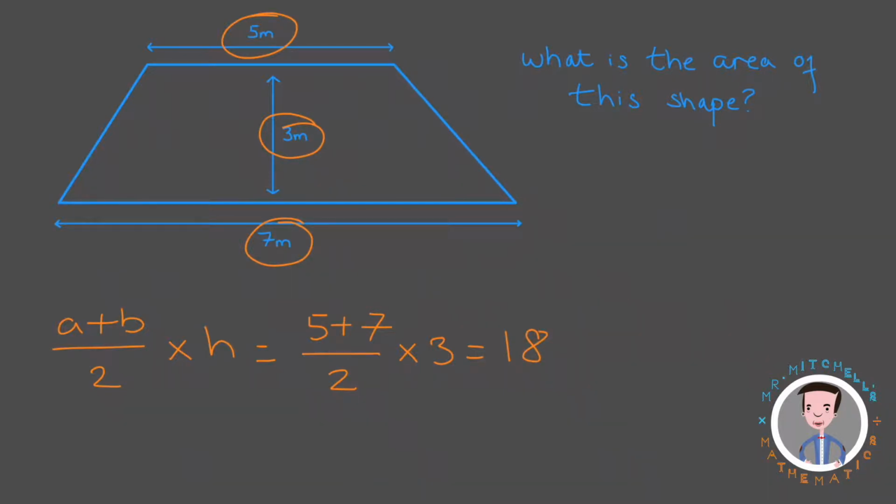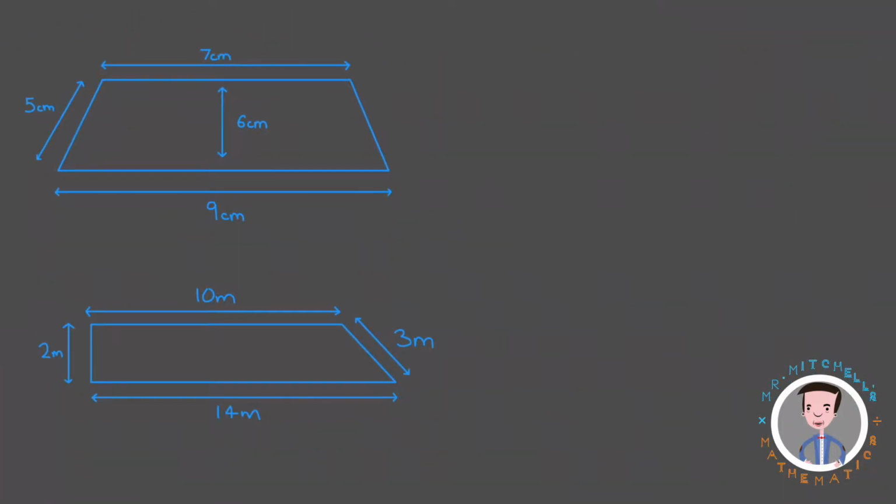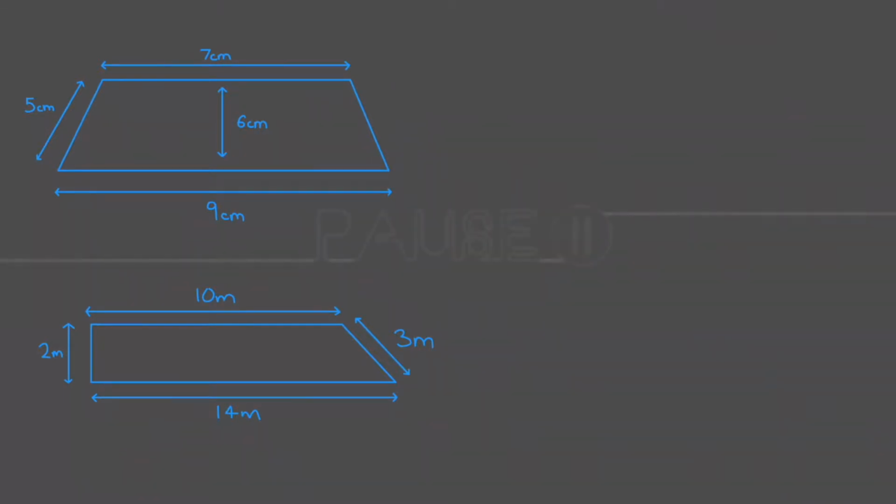Just to clarify, the 5 and the 7 simplify to 12, divided by 2 is 6, times by 3 is 18. So the final answer is 18 meters squared. Good. So don't worry if that's a bit difficult to understand immediately. Like always, I'm going to give you now a few examples for you to try at home. Have a go at finding the areas of these two trapeziums, and in a moment I'll show you how to correctly work them out. Best of luck.